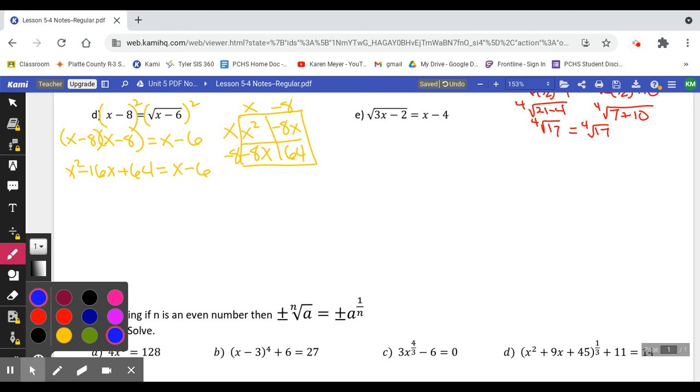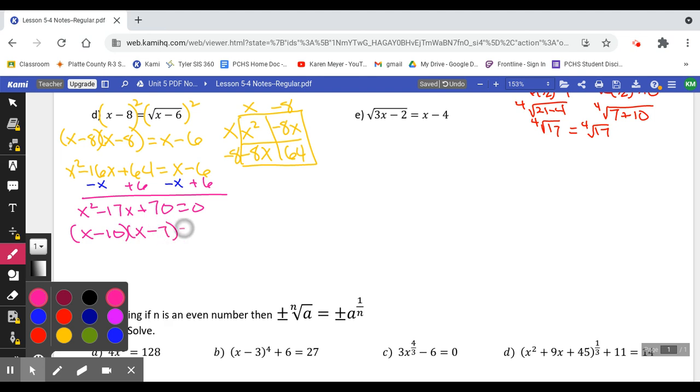Now, because you have a squared, you have to move everything over to the same side so that we can factor it. So I'm going to move all these terms over, and I come up with x squared minus 17x plus 70. So what multiplies for 70 that adds for negative 17? Well, that would be negative 10 and negative 7. So when you're solving, switch the sign. x equals 10, x equals 7.